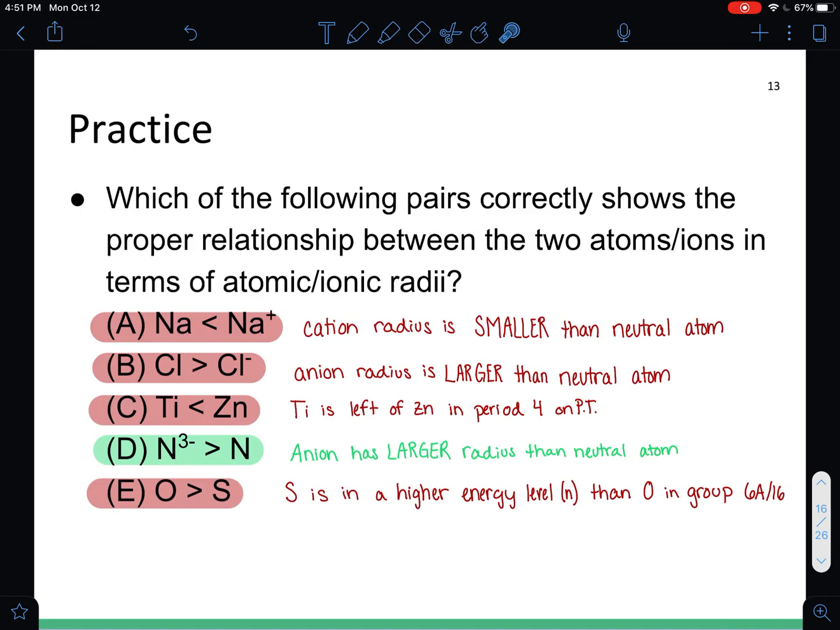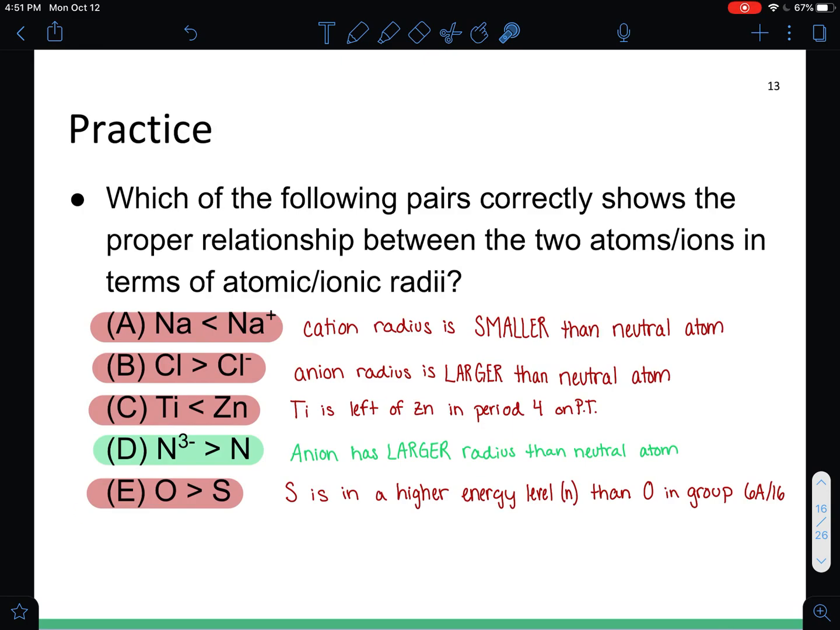B, the anion radius is larger than a neutral atom, therefore this one should also be going the other direction. C, titanium is left of zinc on the periodic table, therefore titanium would have a larger atomic radius. D, the anion has a larger radius than the neutral atom, so this one is correct.